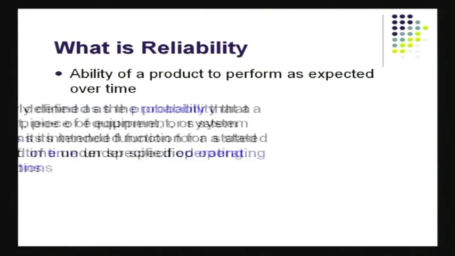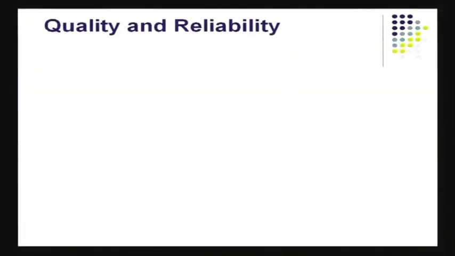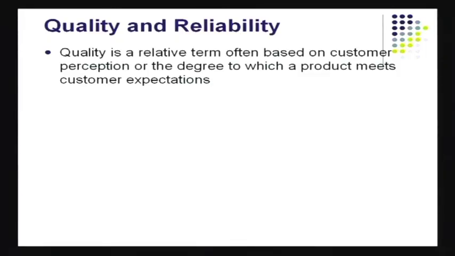First of all, what exactly is reliability? Like I said, it's the ability of the product to perform as expected over time. Reliability is also defined as the probability that the product will perform satisfactorily over a specified period of time under specified operating conditions. If these features are there, I would call that a reliable product.